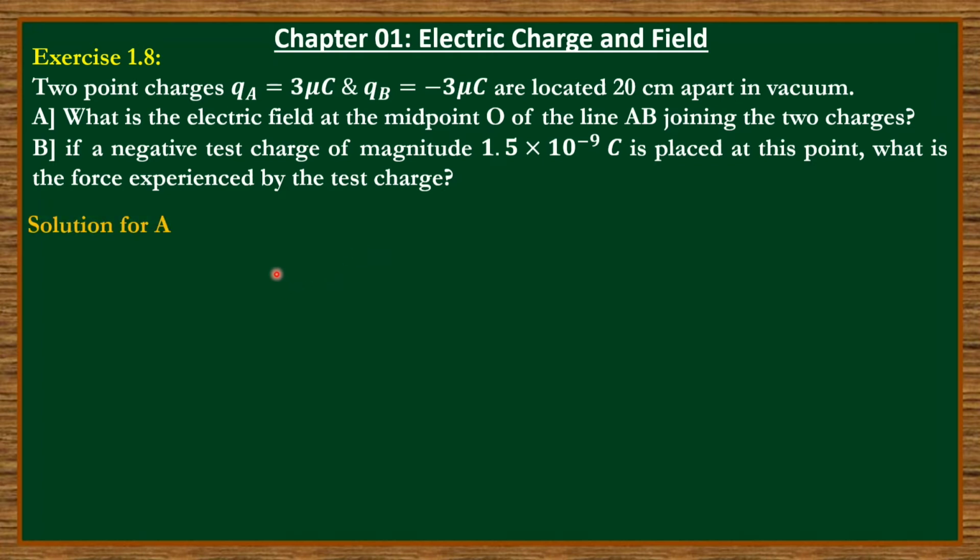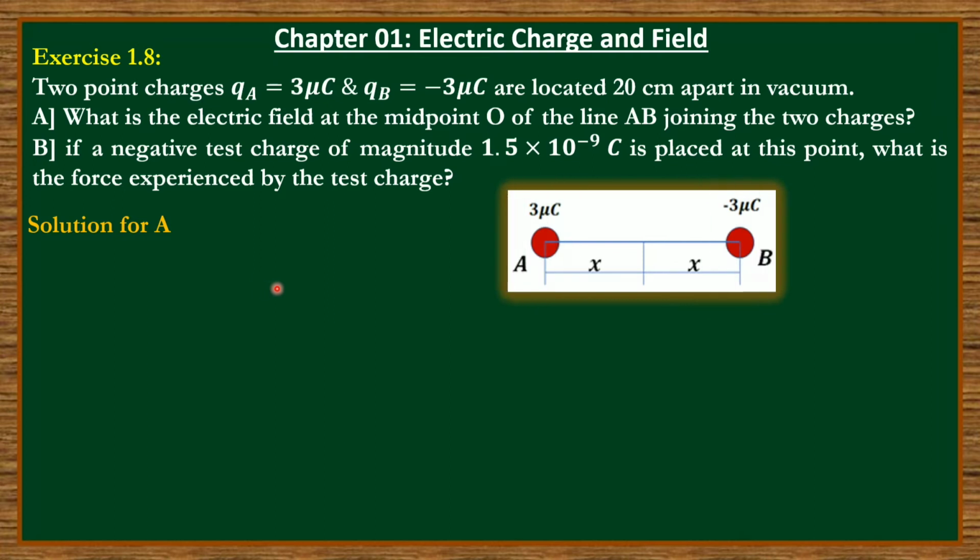So how to solve the situation given in statement A? Let us consider this diagram. This is point A at which this charge 3 microcoulomb, let us say QA, is placed, and at this place QB, that is minus 3 microcoulomb, is placed. Let us take this as the midpoint O. This distance, let us say x, equal distance because this is a midpoint. So x will be 10 centimeter because total distance between the points is 20 centimeter, and the medium is vacuum.